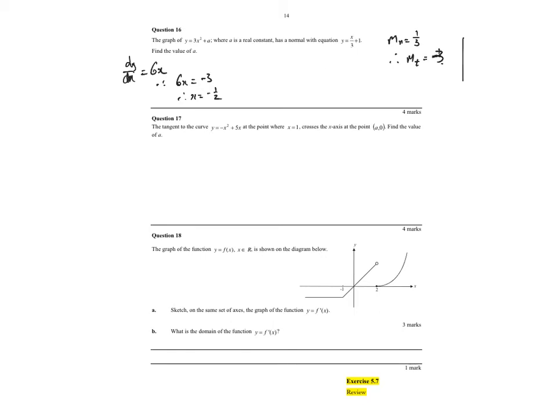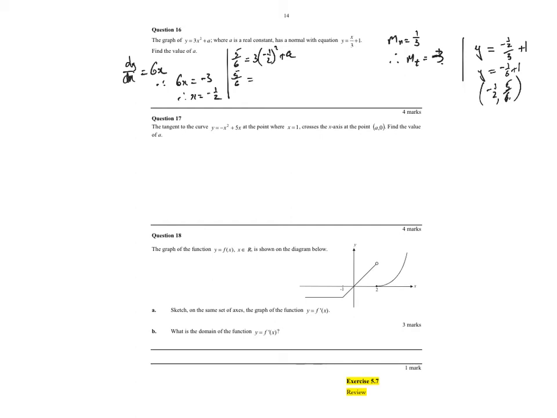So if I put that into my normal equation, if x equals -1/2, y is equal to -1/2 on 3 plus 1, -1/6 plus 1, which is 5/6. So my normal line goes through the point -1/2, 5/6. So that means that's where my function has to go through. So the y value of 5/6 has to equal 3 times -1/2 squared plus a.